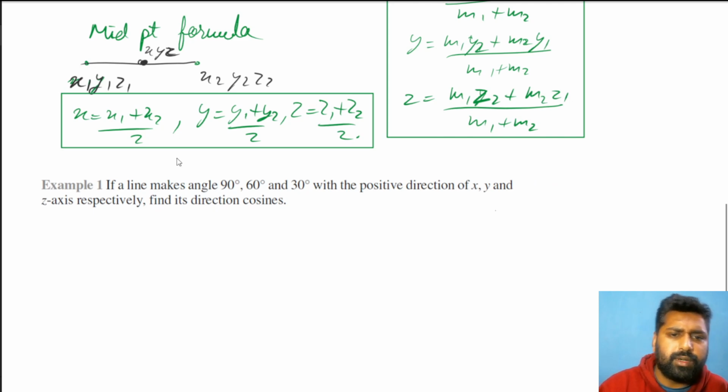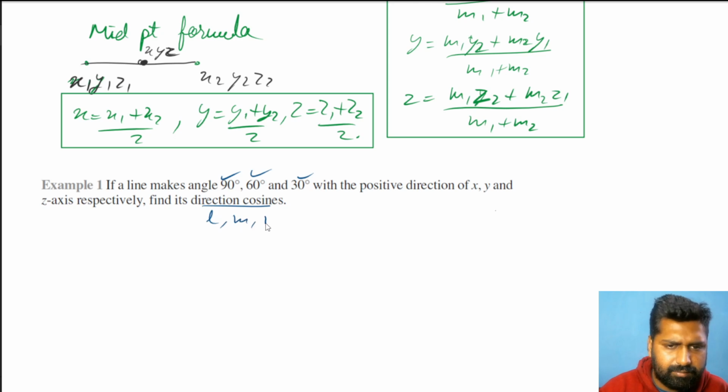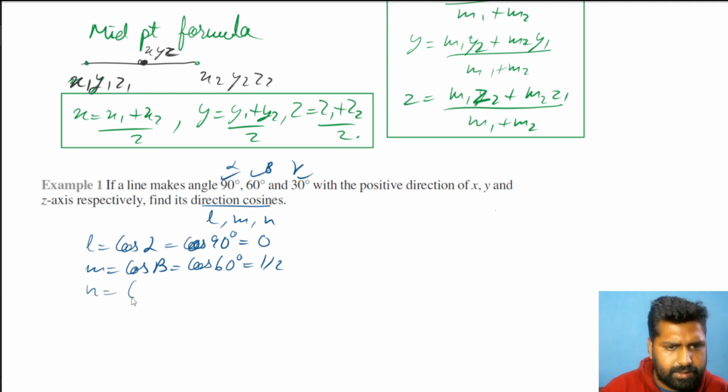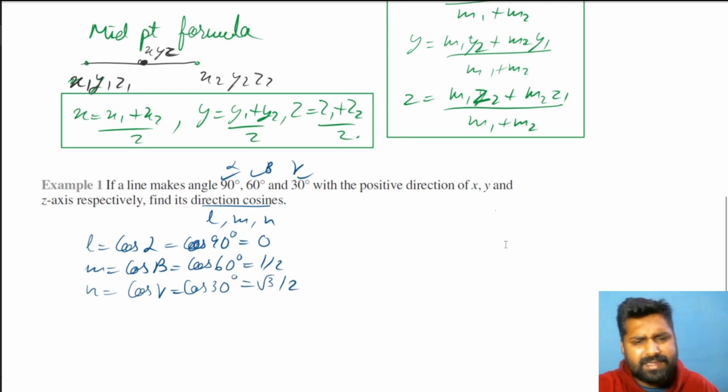I've already highlighted the key points. This time the angle is given. So if the angle is given, what do you have to use? Direction cosines are L, M, N, and if angles are given, everything is pretty straightforward. L is cos alpha. This is alpha, beta, gamma, x, y, z. So that's cos 90. What's cos 90? 0. M is cos beta, that's cos 60, that's half. N is cos gamma, cos 30 is sin 60, which is root 3 by 2. As simple as that.